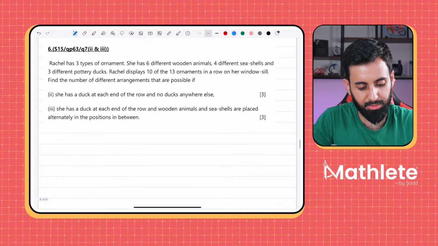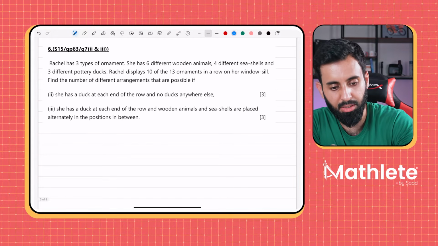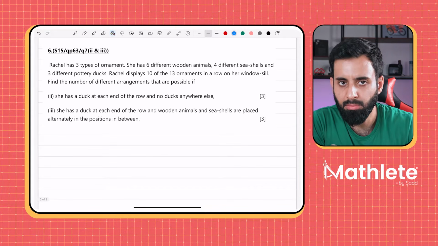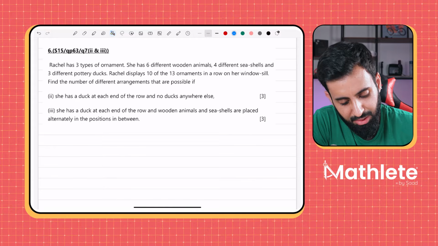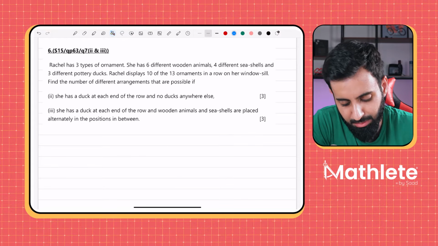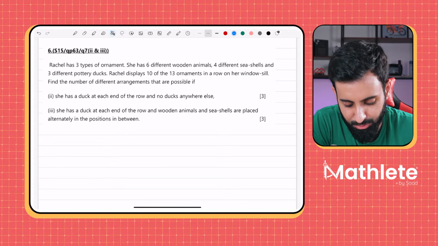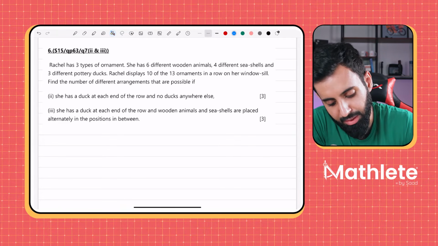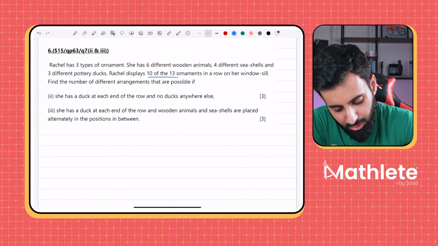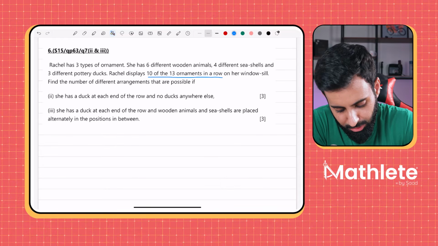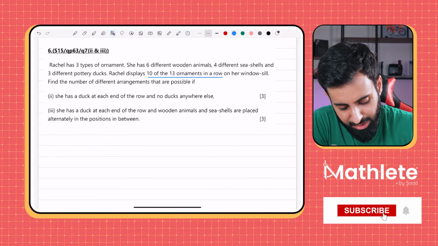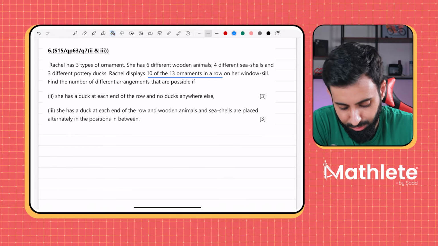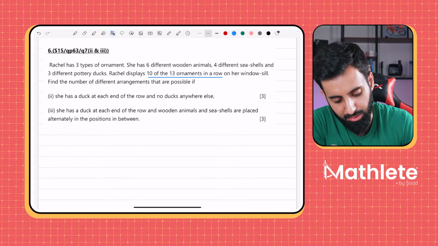Okay, now another question. This is from May/June 2015. Now things are getting slightly complicated, but that's how it works. Rachel has 3 types of ornament. She has 6 different wooden animals, 4 different seashells, and 3 different pottery ducks. Rachel displays 10 of the 13 ornaments in a row on her windowsill. Find the number of different arrangements that are possible if she has a duck at each end of the row and no ducks anywhere else.